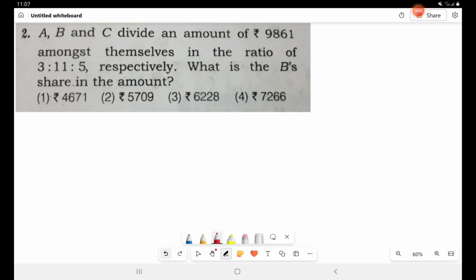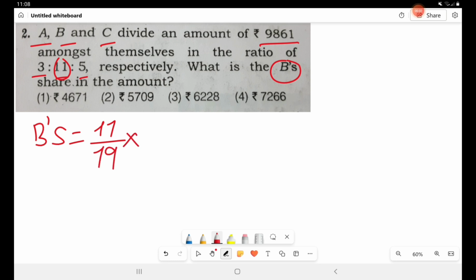Here in this question, A, B and C divide an amount of 9861 in the ratio 3 by 11 by 5 respectively. What is B's share in this amount? Okay, so B's value is 11, and let us add up: 3 plus 11 is 14, plus 5 is 19. So here the amount is 9861, so let us divide 9861 by 19.